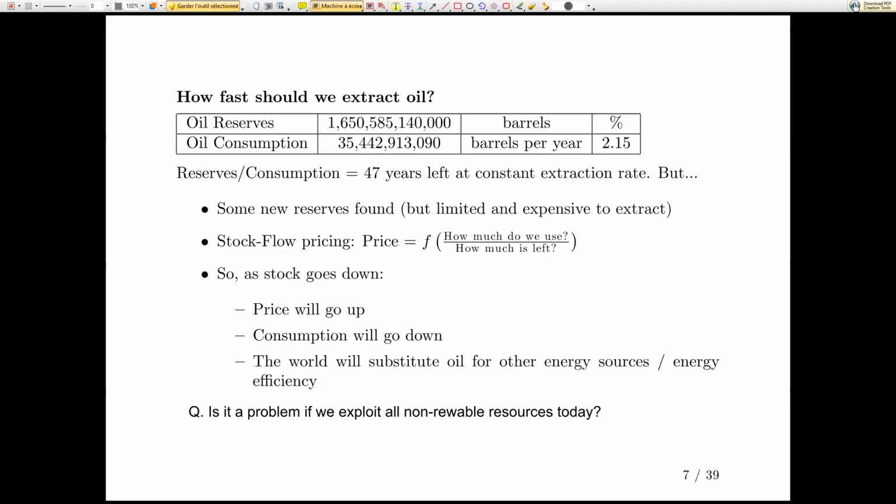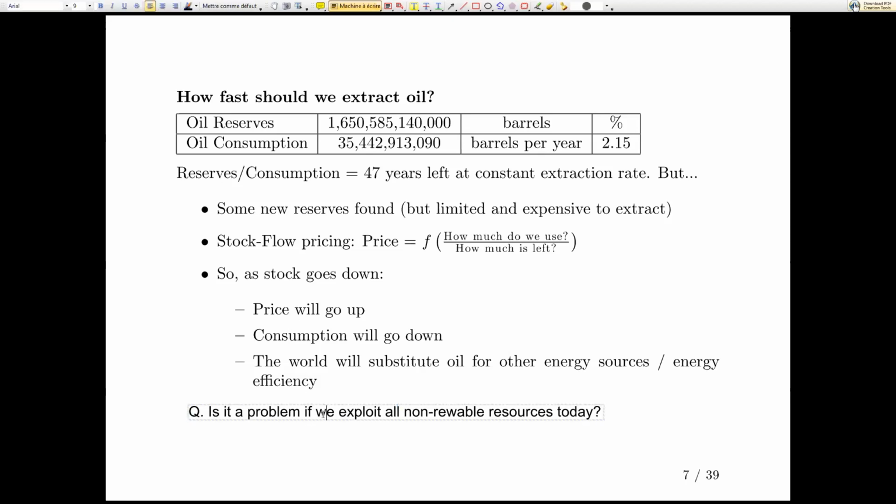If the consumption goes down, yes, it's true. But my question really is whether it's inefficient from an economics point of view to leave the market as is.